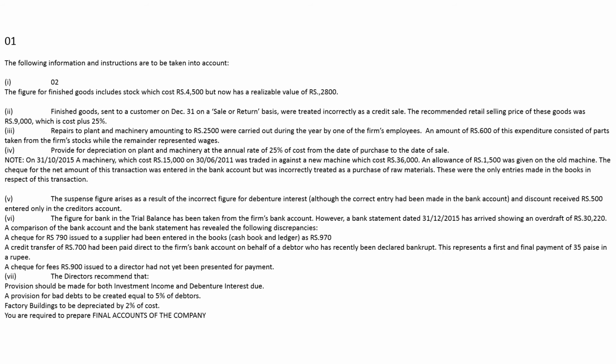The director recommended that provision should be made for both investment income and debenture interest due. A provision for bad debts to be created equal to 5% on debtors. Factory building to be depreciated by 2%. Building you are to depreciate at 2%. Provide for bad debts 5% on debtors. You are required to prepare the final accounts of the company.